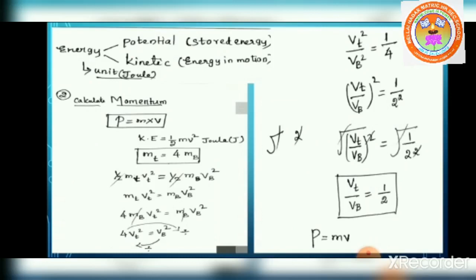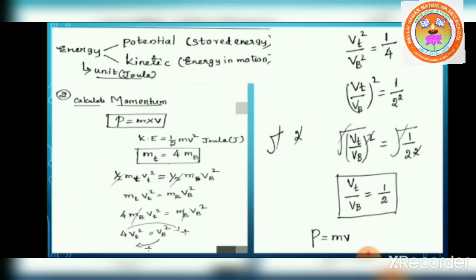So calculate the momenta. We know that the momentum formula is P equal to the product of mass into velocity. The kinetic energy formula is K equal to 1 by 2 mv square. The unit is joule, so the symbol is J. Here the mass of the truck is equal to 4 mb, because the mass of the truck is 4 times that of the bike. So m of T, the truck, is equal to 4 m bike.